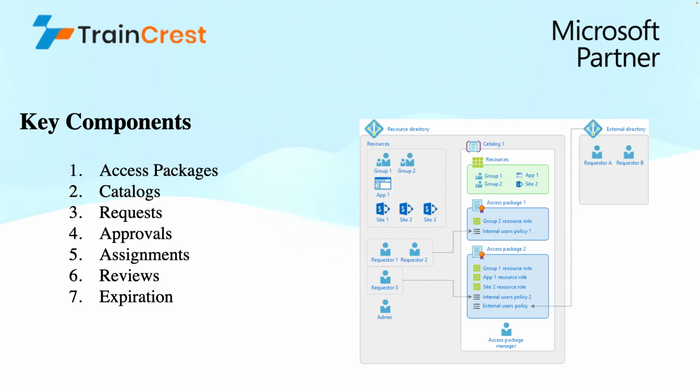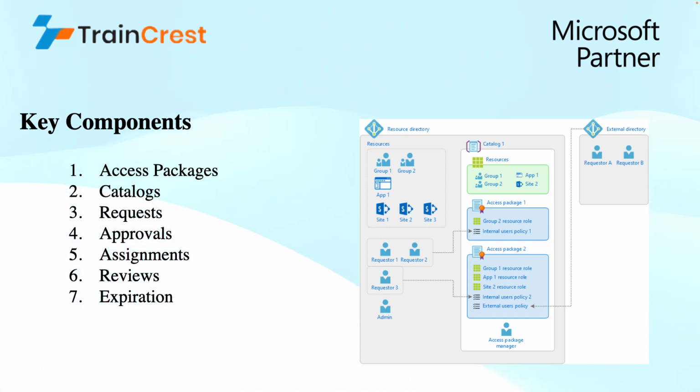If I talk about the key components involved in entitlement management, number one is access packages. These access packages are bundles of resources like applications, groups, SharePoint sites, or teams that represent a specific role or permissions within an organization. Number two is catalogs. This catalog acts as a container for organizing the access packages or the resources. Number three is requests. The users can submit access requests for specific access packages that they need.